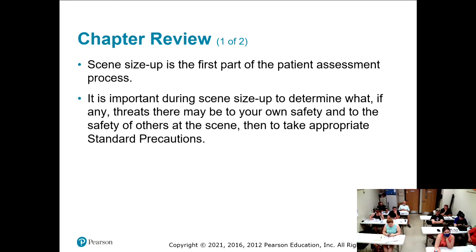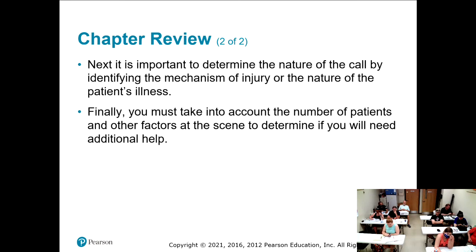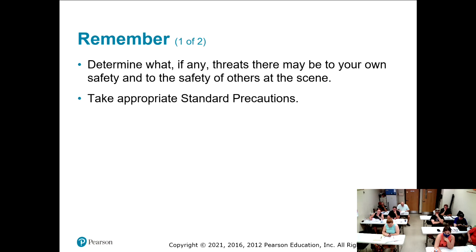So this is what helps determine: are there threats to us? Are there threats to other people? Do we need more help? How many patients do we have? These are all questions that we want to ask ourselves with our scene size up. This is before we've talked about getting to the patient yet. We're just determining why we're here. Why are we here? Is it injury, illness, both? And then take into account your patients, what kind of help you need, what kind of resources you have.